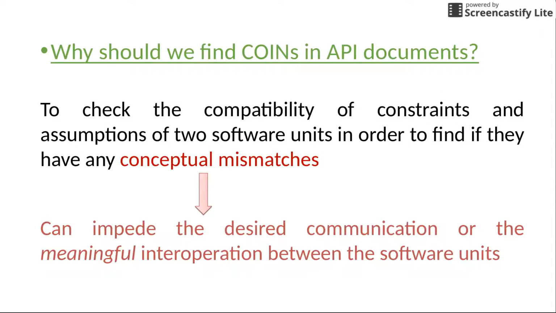As coins are the conceptual characteristics that govern the interoperation of a software system, it is important to check the compatibility of constraints and assumptions of two software units in order to find if they have any conceptual mismatches. Conceptual mismatches are expensive to resolve and should be found early in the integration project before spending effort on resolving them. Finding the coins helps us in detecting such conceptual mismatches early.